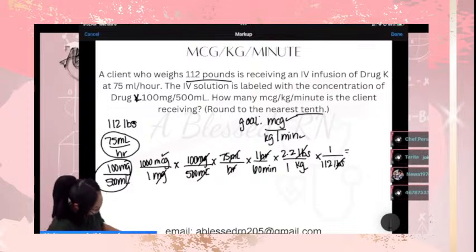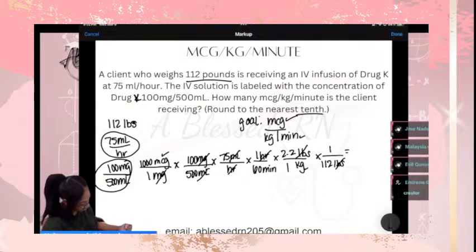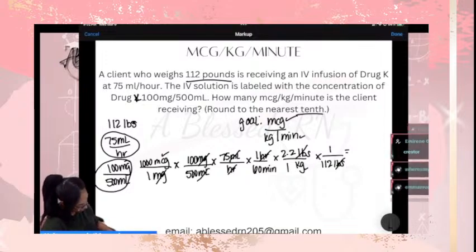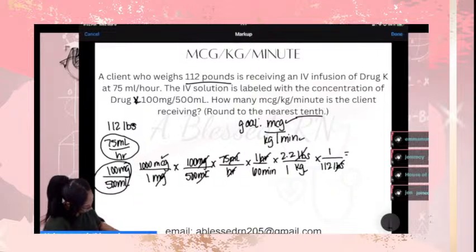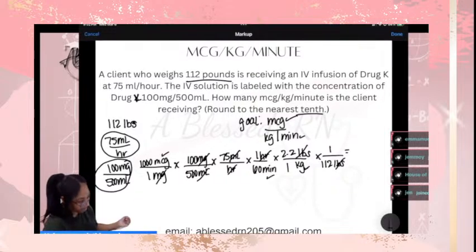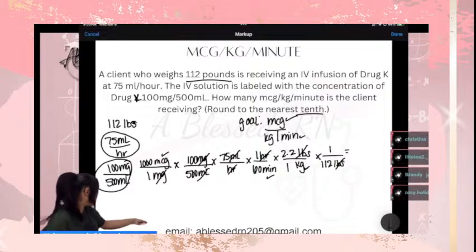Alrighty. So now pounds has been crossed out. Okay. So we have everything that our goal calls for now, right? We got micrograms at the top. We've got kilograms at the bottom, and we've got minutes at the bottom. So now we can solve it.